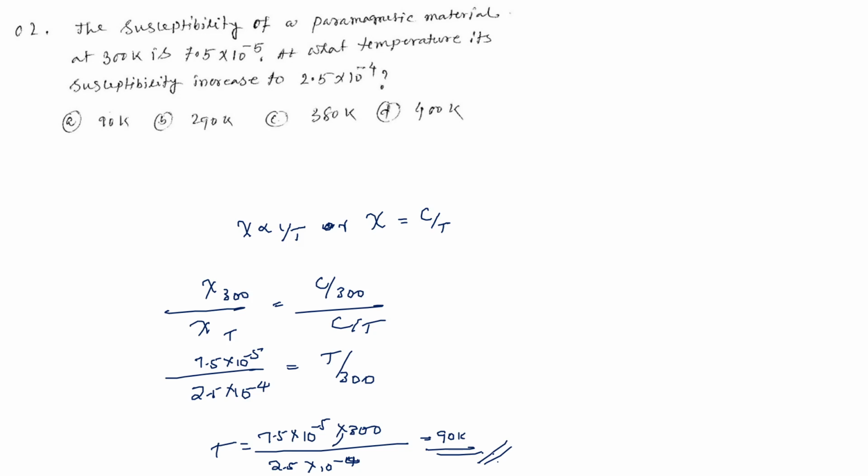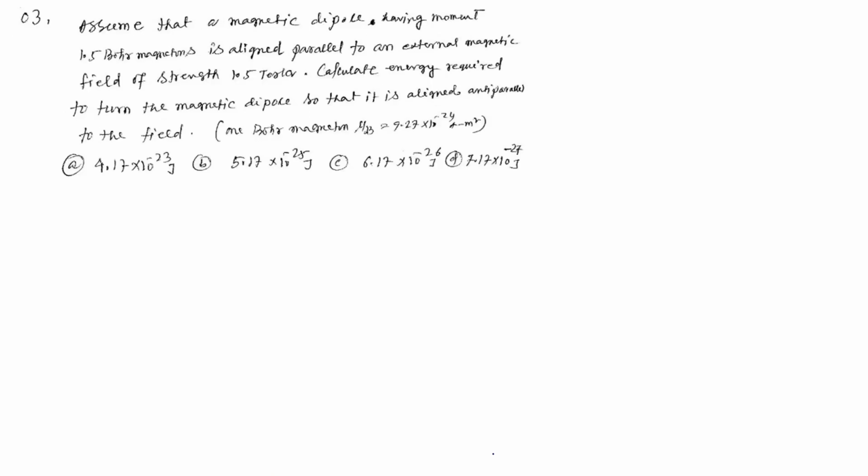Let us go to the next one. Assume that a magnetic dipole having moment 1.5 Bohr magnetons is aligned parallel to an external magnetic field of strength 1.5 Tesla. Calculate the energy required to turn the magnetic dipole so that it is aligned anti-parallel to the field. The orientation potential energy when the dipole is parallel to the field is minus mu B, and it is plus mu B when it is anti-parallel to the field.